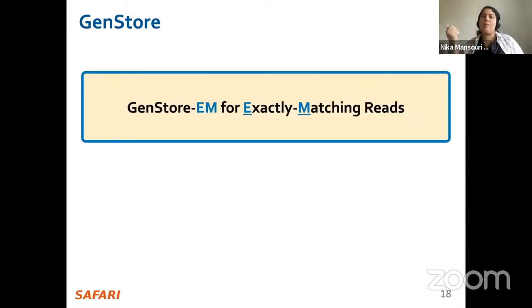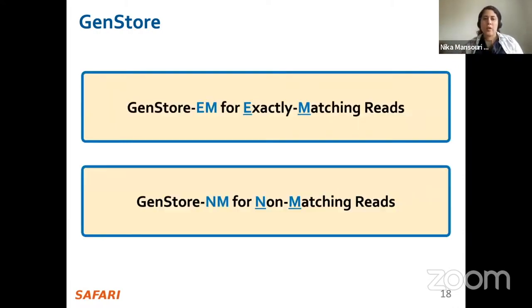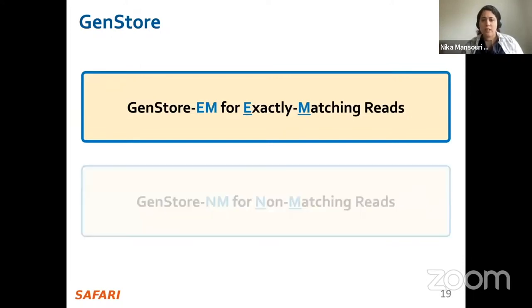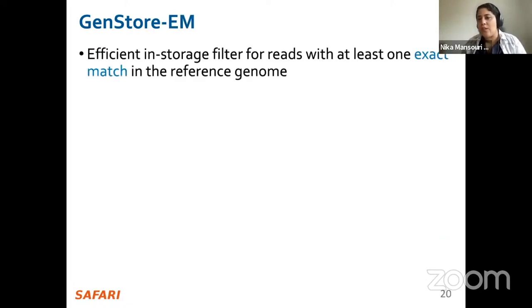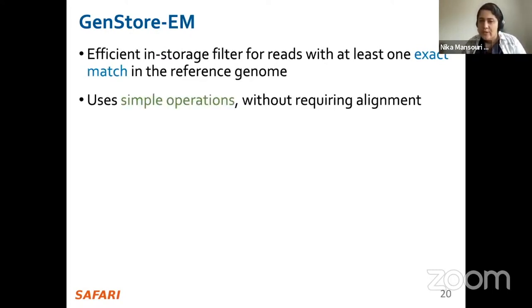By thorough analysis of this read mapping process for reads with different properties and different degrees of genetic variation, we designed two low-cost in-storage filters. One is GenStore-EM for filtering exactly matching reads, and GenStore-NM that filters non-matching reads. So let's take a closer look at GenStore-EM. GenStore-EM accelerates read mapping by using an efficient in-storage filter to filter reads that have at least one exactly matching location in the reference genome via simple operations, without requiring alignment.